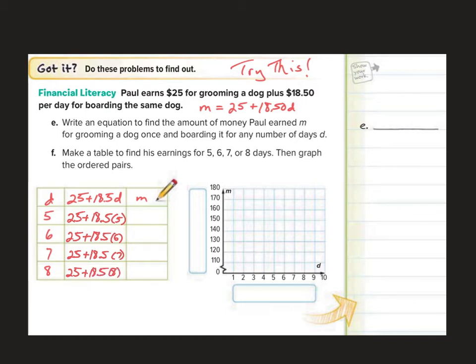So now I just work my equation and come up with my value for total money. So the first one's 117.50, second one's 136, the third is 154.50, and the fourth is 173.